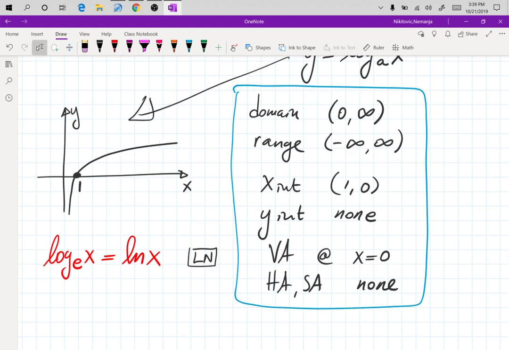If you have a base 10 on a log, so log base 10 of x, we just write no base. And if you encounter log without a base, then that's going to be the capital LOG button on your calculator. And you can find those buttons on the calculator.